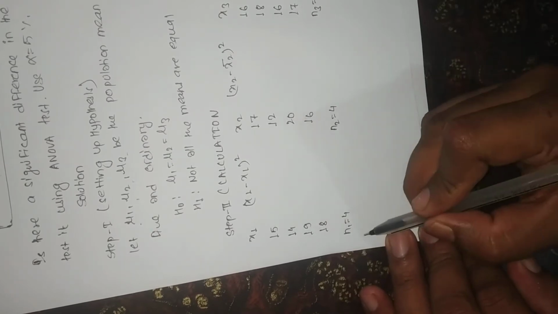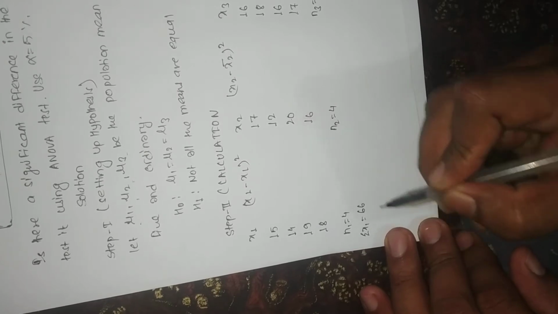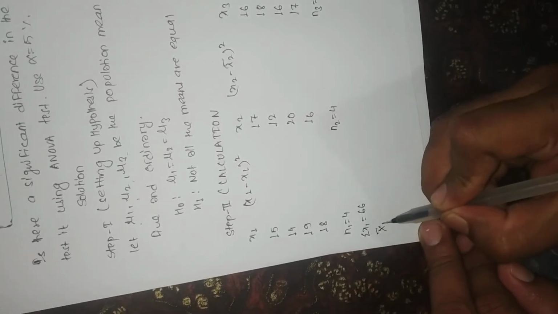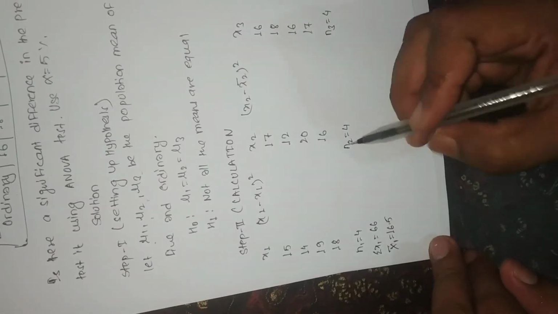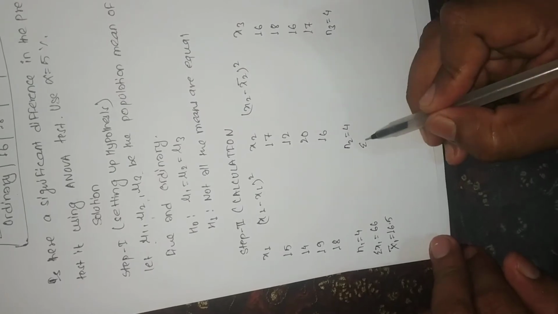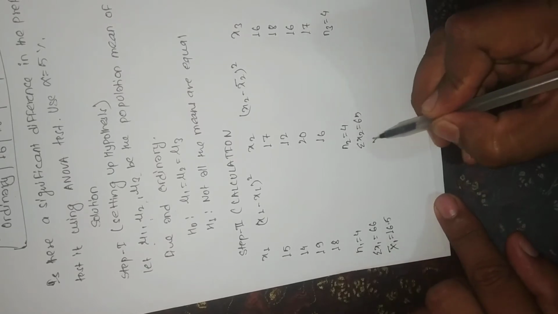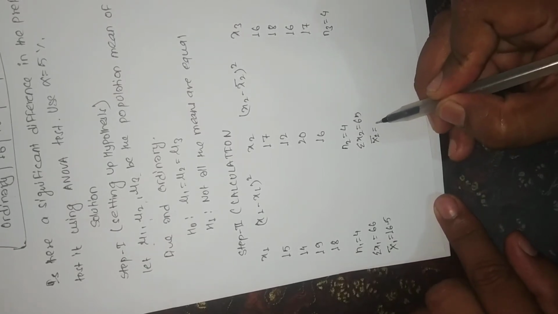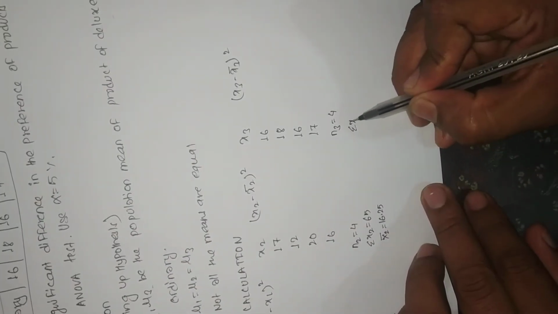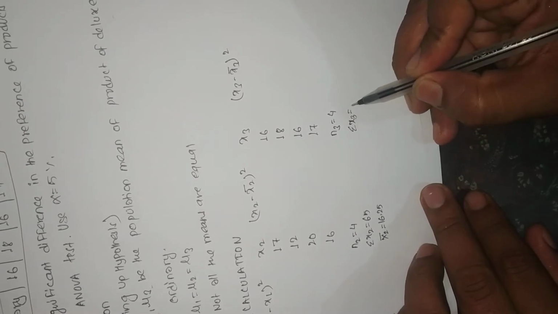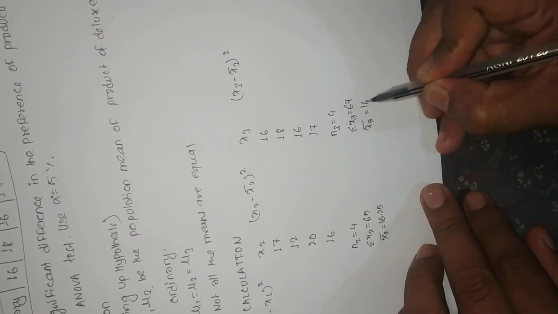Now we find sigma x1 by adding all of them, and we get 66. The mean of x1 will be 16.5. The sum of x2 is 65, and the x2 mean will be 16.25. The summation of x3 will be 67, and the x3 mean will be 16.75.